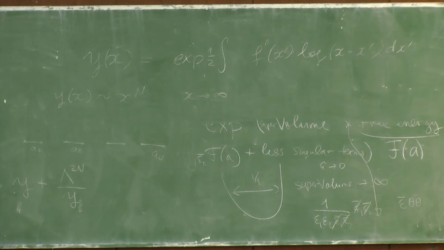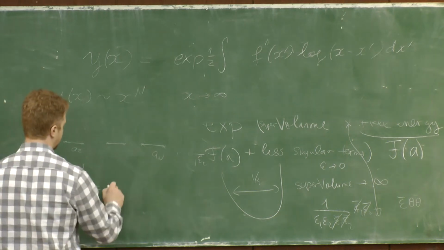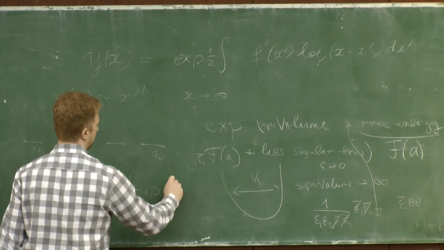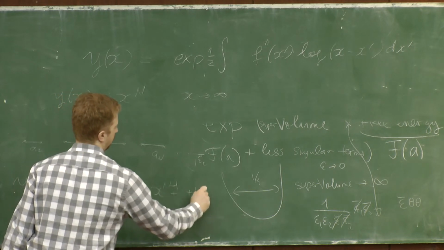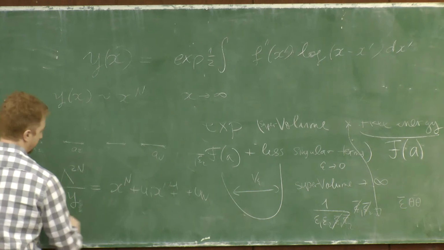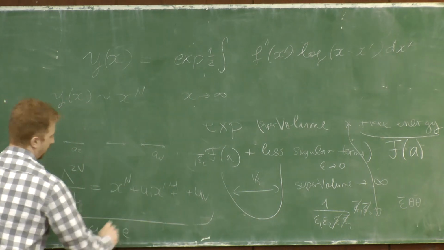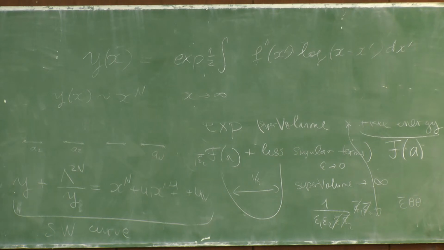is a single valued function of x. And actually that makes it a polynomial of degree n. And this is precisely the Seiberg-Witten curve. So this is how you solve this problem. And so this is how you derive the Seiberg-Witten curves.